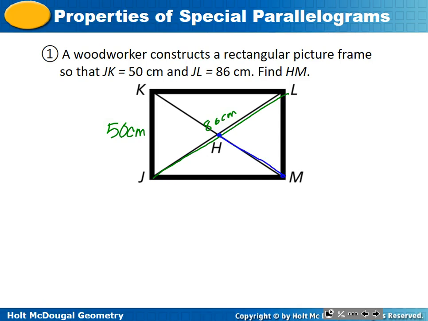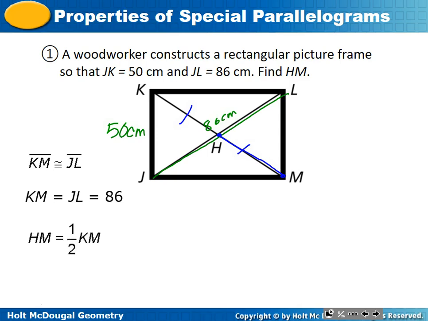What we know is that KM and JL are congruent. KM is a diagonal and JL is a diagonal, and those diagonals are congruent because this is a rectangle. So we can say that KM is 86 as well. If we're looking for HM, we should know that these two parts of that diagonal are congruent because KM is being bisected by JL. So we can take half of KM, and that is HM. We're going to take half of the 86, and that's 43.